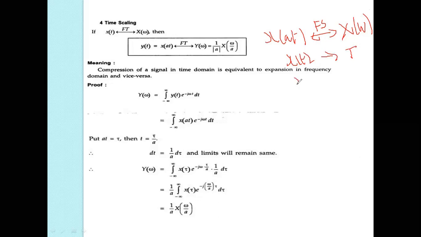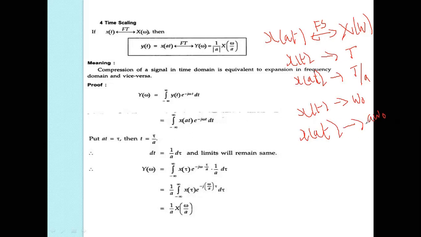So the scaling. In the Fourier series, consider the time scaling x a of t. For x of t, the time period is T, and for x a of t, the time period is T by a. For x of t, the frequency is omega naught, and for x a of t, the frequency is a into omega naught, because these are periodic signals. When the time decreases, the frequency increases; if the frequency decreases, the time increases. So for the scaling of the Fourier series, we get the scaled result.